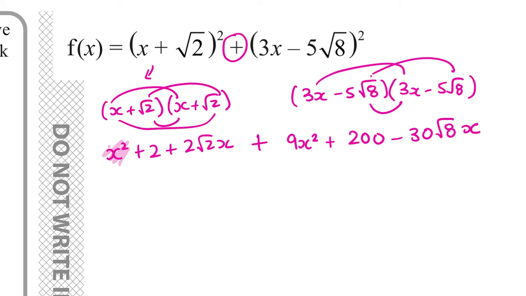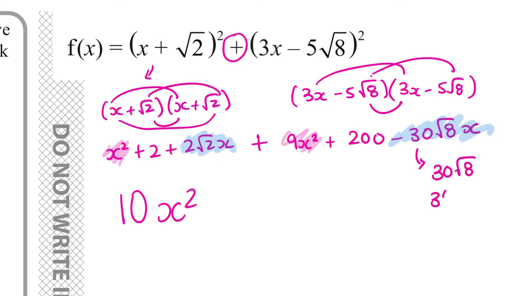So, let's collect like terms. We're going to have x squared plus 9x squared. That's easy, isn't it? What do we get? 10x squared. We're then going to have 2 root 2x minus 30 root 8. Now, this is where you really need to make sure you don't just go straight in for the answer. We have a root 2 and a root 8. So, 30 root 8 is the same as 30 root 4 root 2, which is 30 times 2 root 2, which is 60 root 2.